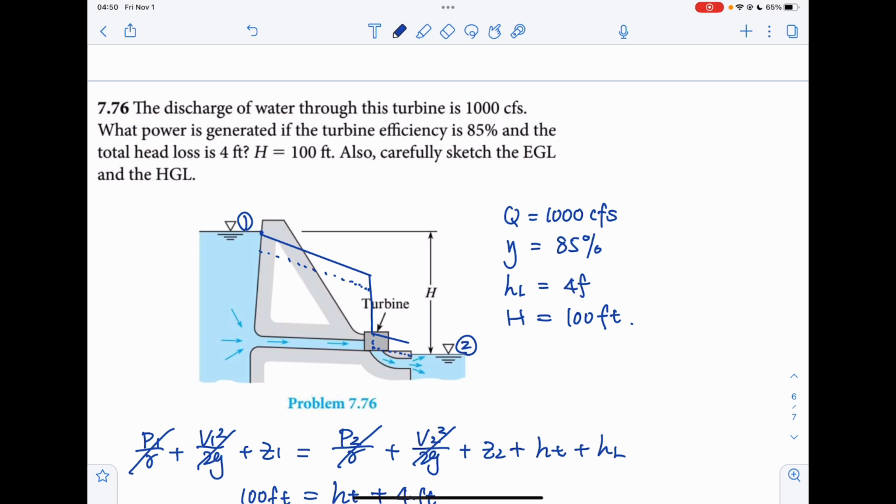And the energy grade line here, because it enters a reservoir, or you can call it a tank, you will lose the one velocity head of energy, so it drops to the water surface as well. Okay. So this is the energy grade line, this is the hydraulic grade line.